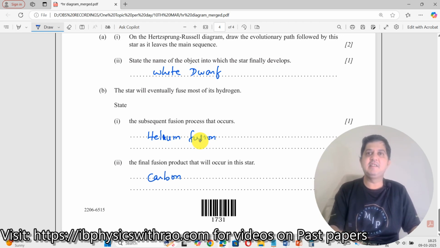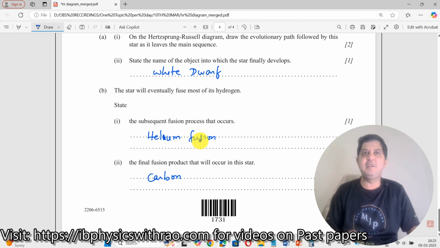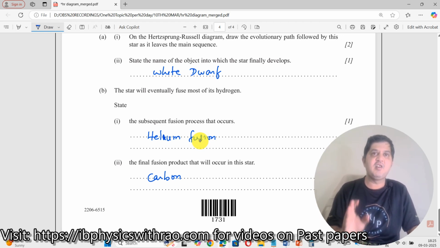So these are the types of questions that one can get using HR diagrams. Astrophysics in that part is not very difficult. It's quite easy. You can easily score marks in this. So see to it that you understand the concept properly.